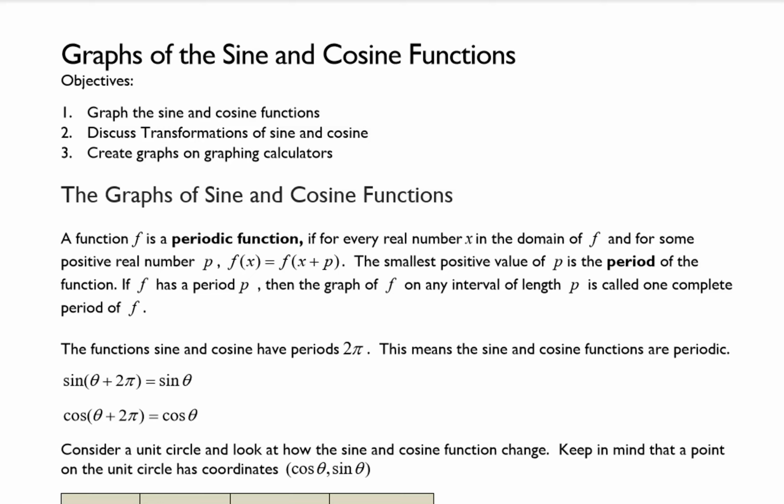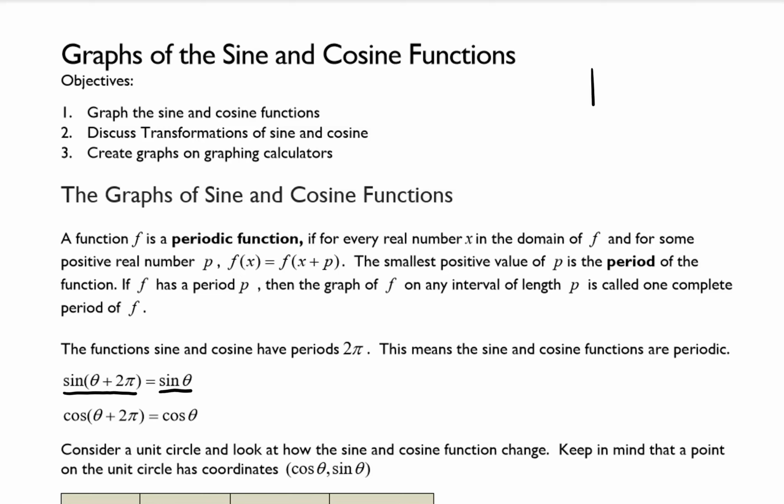If f has a period p, then the graph of f on any interval of length p is called one complete period of f. It turns out the functions sine and cosine have periods of 2 pi. This means the sine and cosine functions are periodic. And the reason is that if you take an angle theta and take sine of theta plus 2 pi, that is going to be equal to sine of theta.